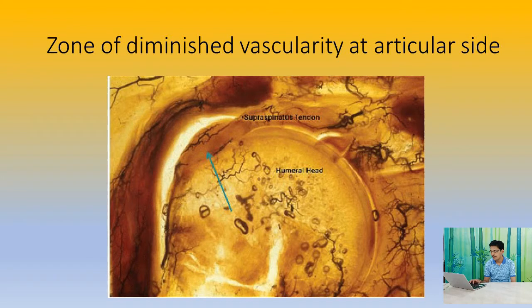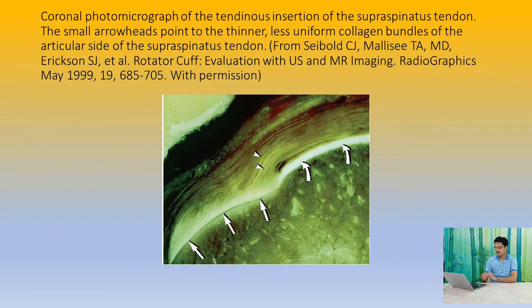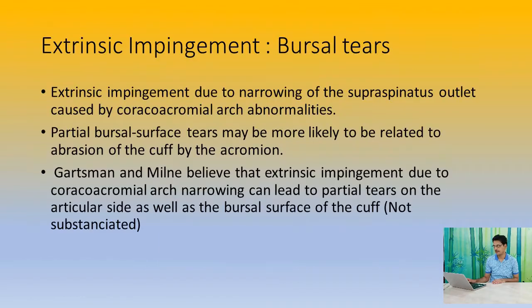Now this is a very important picture which shows that there is a zone of diminished vascularity on the articular side of the supraspinatus tendon, and this is the reason why there is a high chance of tears in this particular location. Now this is a very good coronal photomicrograph of the tendinous insertion of the supraspinatus tendon, and it shows that there are less uniform collagen bundles on the articular side of the supraspinatus tendon, which is also a reason for more common tears on the articular side.